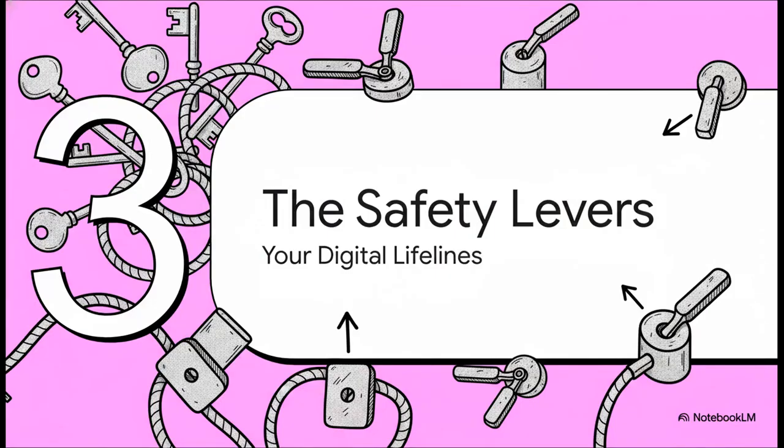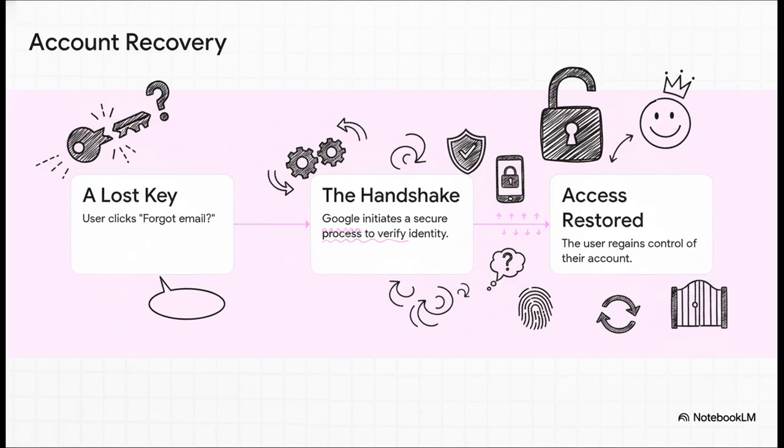But of course, sometimes we lose our keys, and the page completely anticipates this. It has these built-in safety levers, designed not for daily use, but for those critical moments when something goes wrong. Think of these as your digital lifelines. That forgot email link is probably the most important of these lifelines.